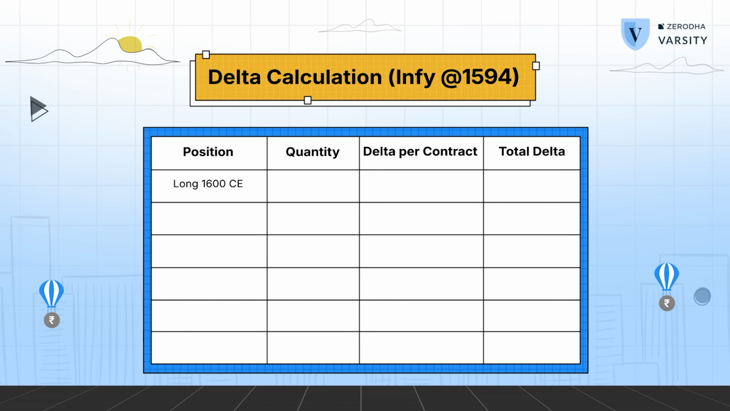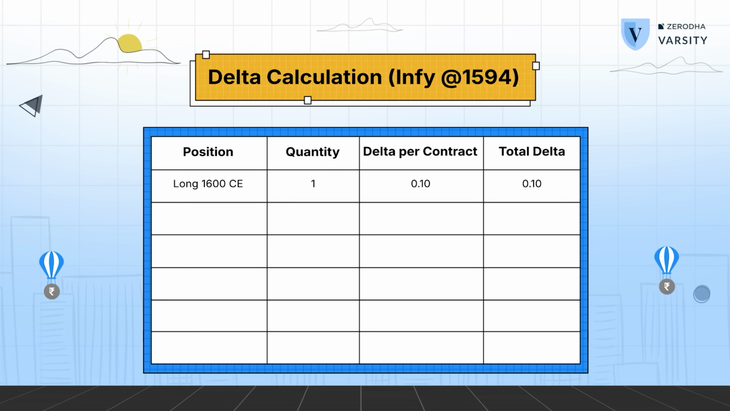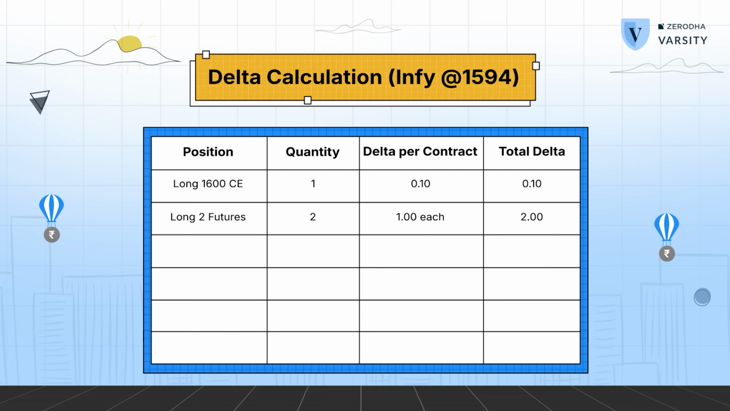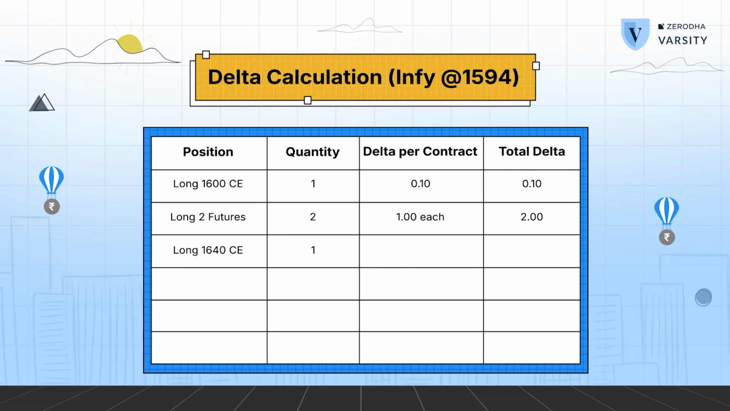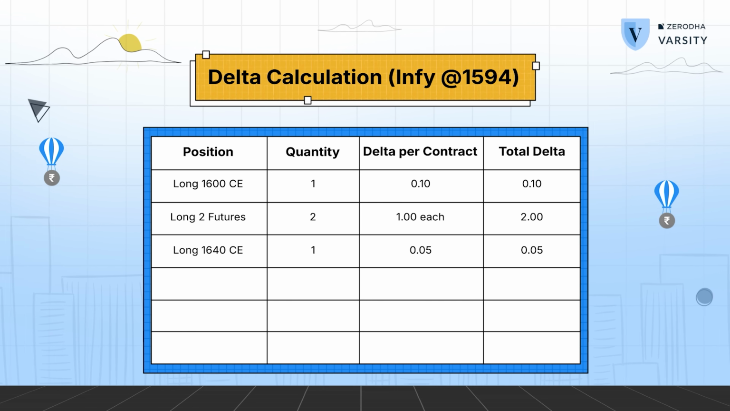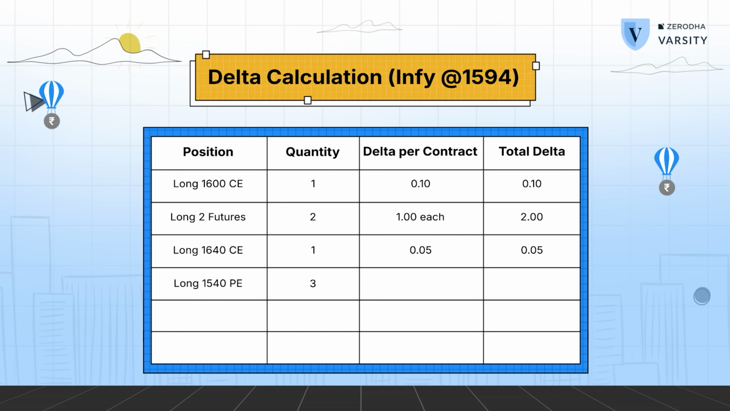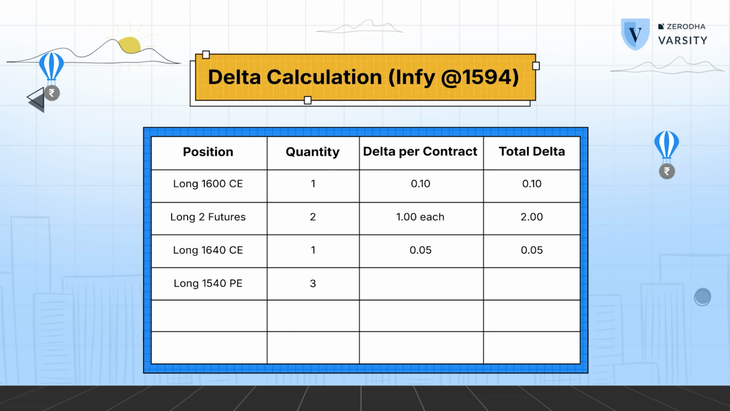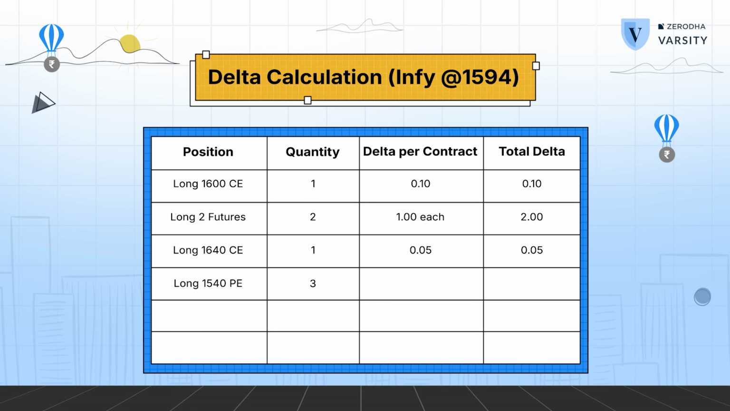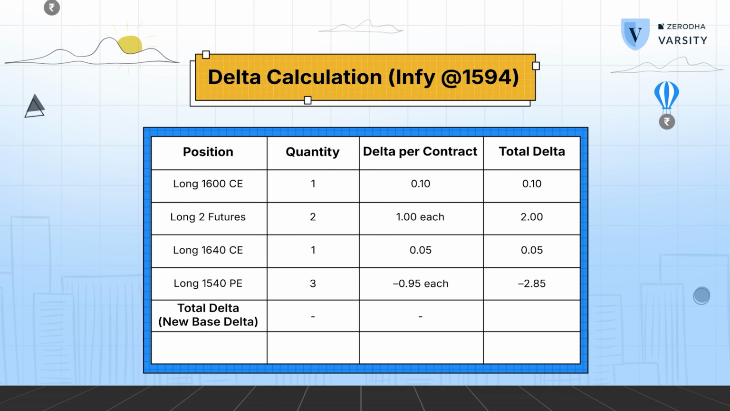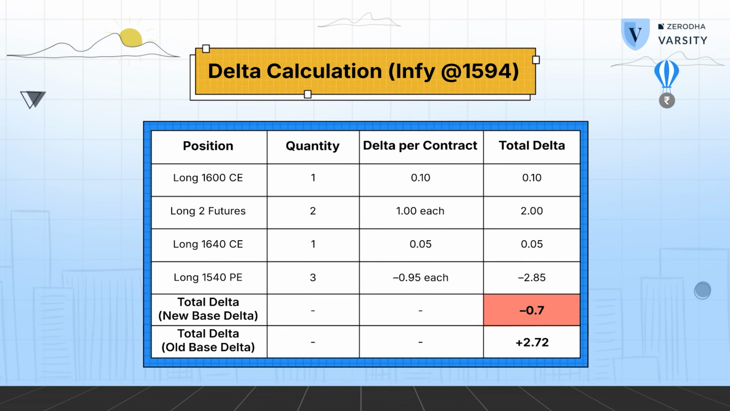When this happens, the deltas change intraday. The 1600 call option delta will be close to 0.1. 2 long futures will remain the same, delta of 2. 1640 call option delta will be close to 0.05. The 3 new put options that I just bought will quickly transition from out of the money to in the money and the delta moving close to about 0.95. The total new delta of all the positions is -0.7.